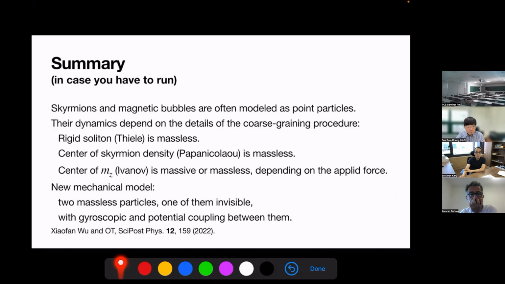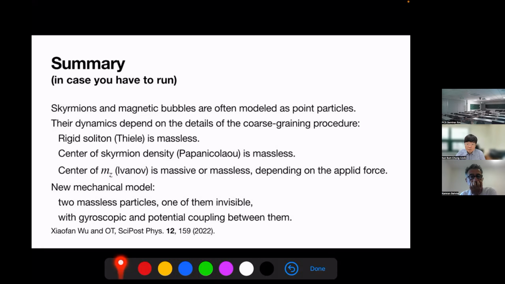Here's a summary in case you have to run. Skyrmions and magnetic bubbles, which were their predecessors, are often modeled as point particles, and their dynamics depends on the details of how you coarse grain their motion. If you treat your skyrmion as a rigid soliton, then its dynamics is massless. You apply a force and you get a velocity, no acceleration.